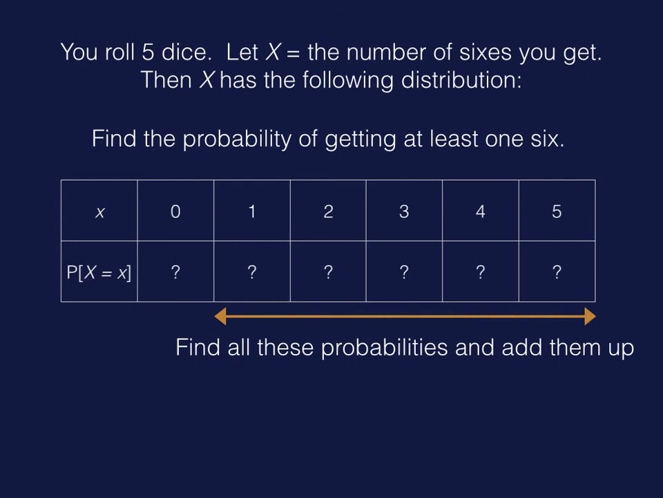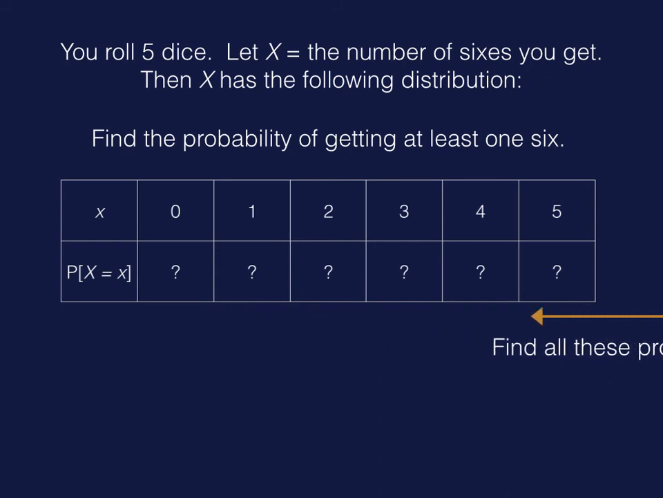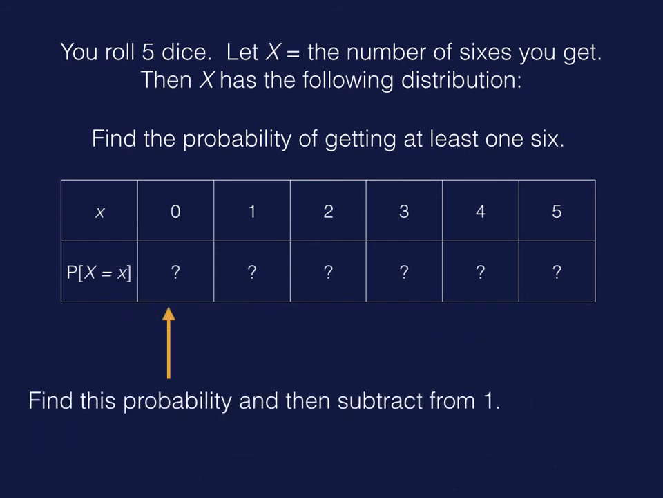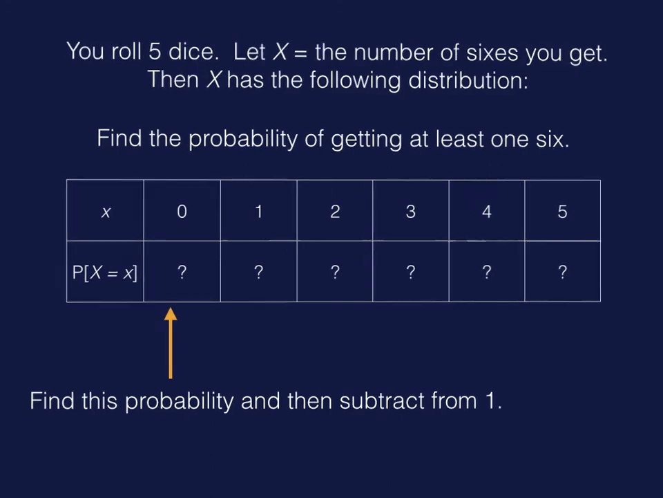The other smarter way of doing this is to calculate the probability of getting 0 6s and then subtract that from 1, because all probabilities must add up to 1. So the other 5 probabilities are the same as 1 minus this one probability. Okay, so let's actually see how this works.